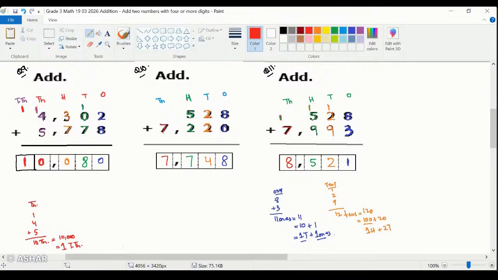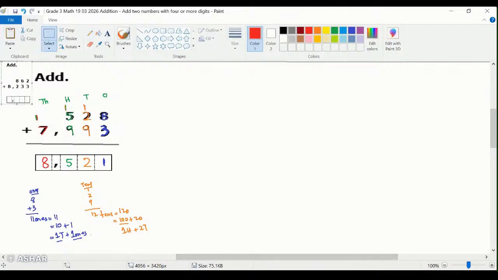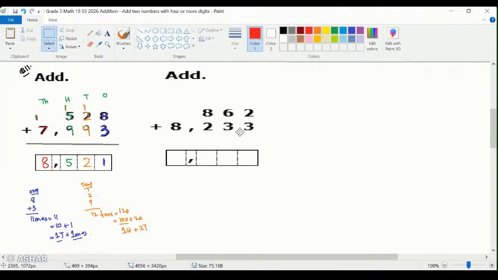Okay. For the next question, let's do a question or two more. Then we do the test together. Question number 12. Let's add these numbers together. We have the ones, the tens, the hundreds, and the thousands.